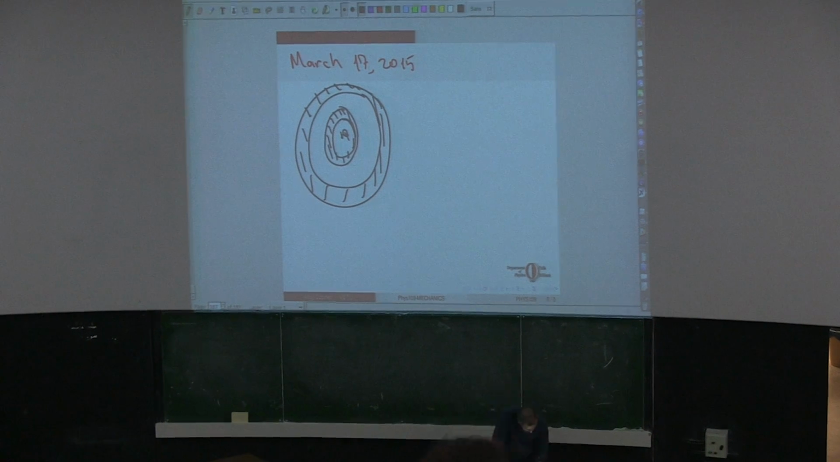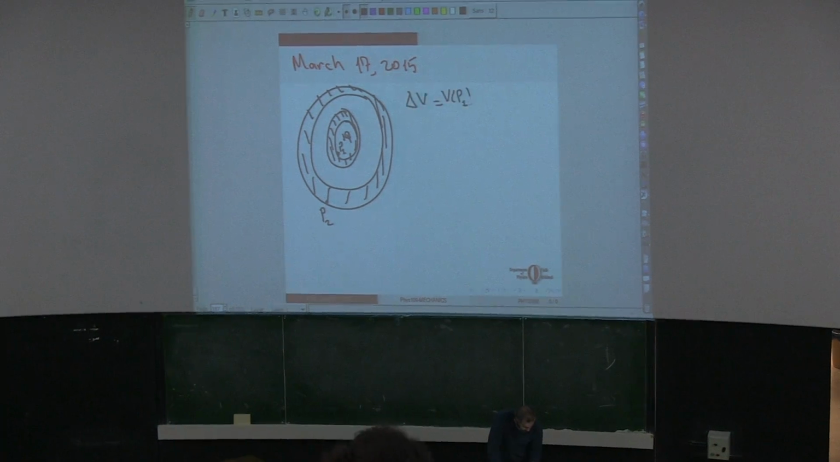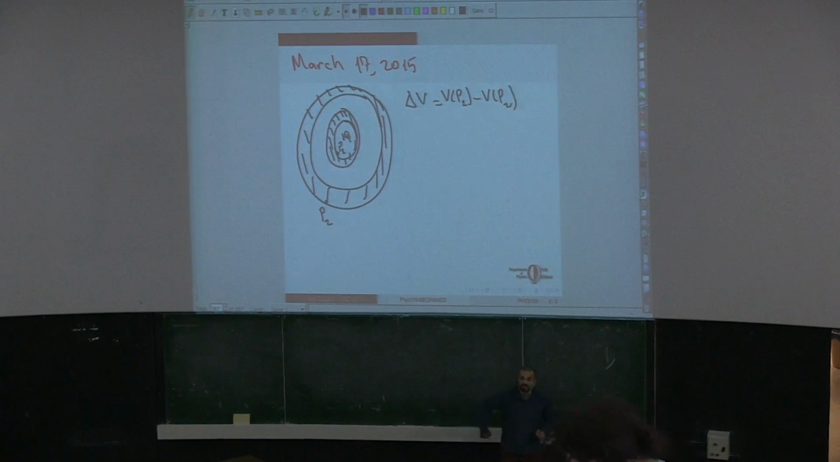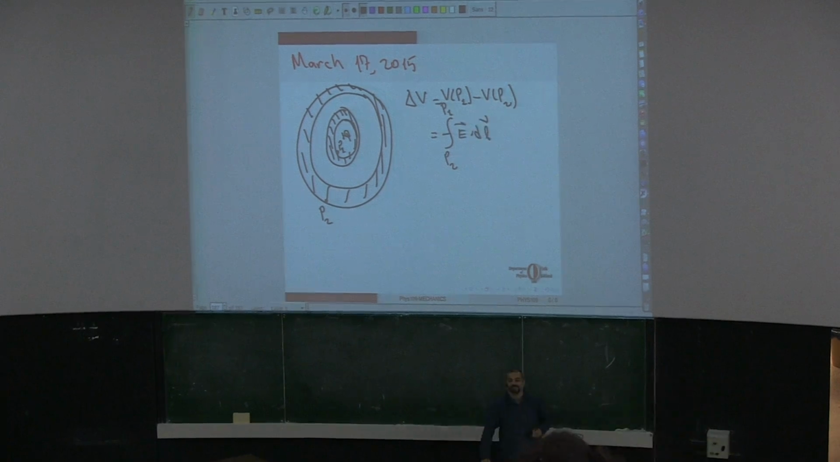Now you take this point P1 and then you have this point P2. So the question is, what is the potential difference between these two points? Delta V, let's define it as V of P1 minus V of P2. Now the definition of this potential difference is equal to the integral from P2 to P1 of E dot dl, with a minus sign. This is how we define the potential difference between the two points.